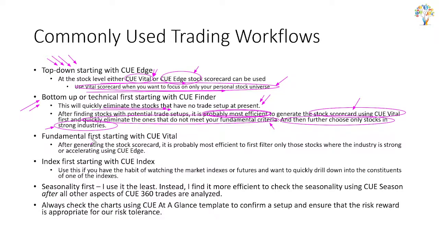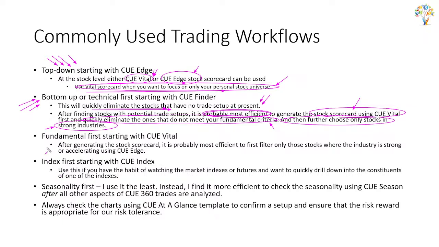Find the stocks in the strongest industries for long trades, for short trades, of course, weakest industries. So that way we eliminate the trades that we should not trade very quickly. That is the most efficient way I have found if we use the bottom-up approach.